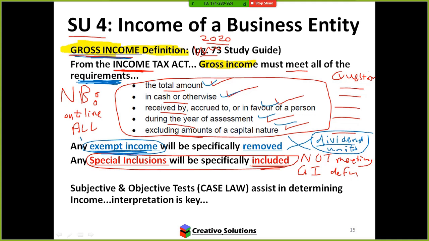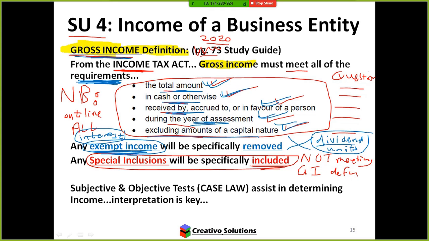Another example, which you probably have, is interest. Interest is exempt. Is it a total amount? Yes, it is. Is it cash or otherwise? Yes, it is. Did I receive interest? Yes, I did. Was it during the year of assessment? Yes, it was. Does it exclude amounts of a capital nature? In other words, I didn't sell a building or an asset. It doesn't. So it meets the definition, but it's interest.